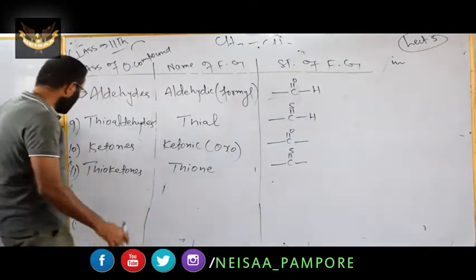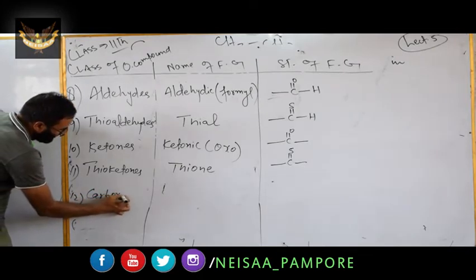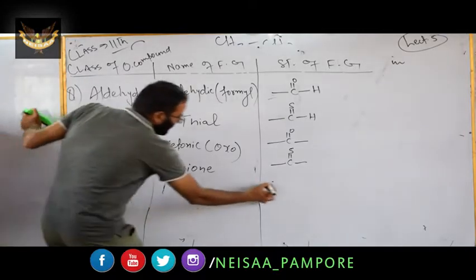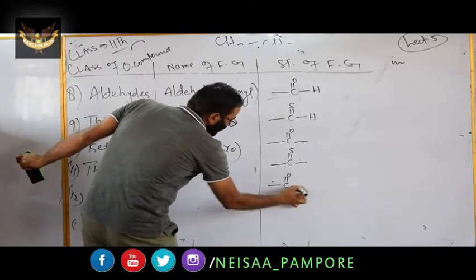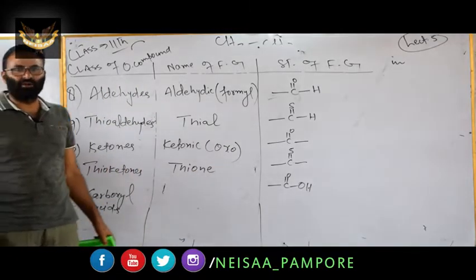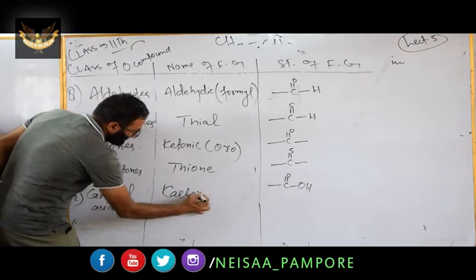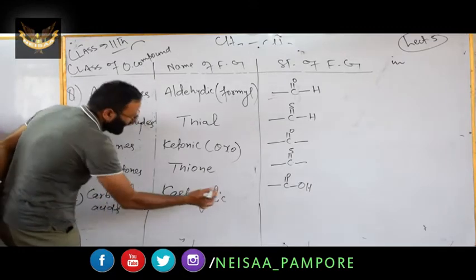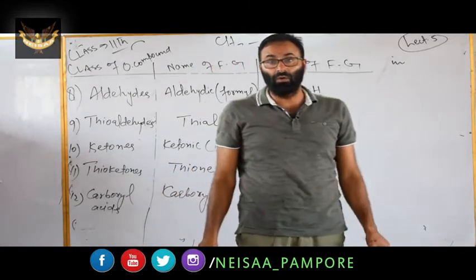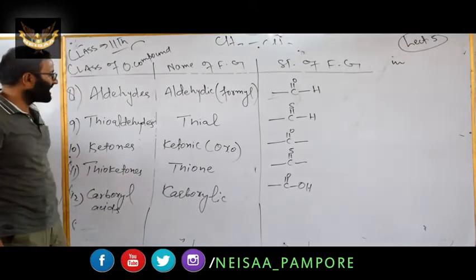Remember this point. We have the 12th, carboxylic acids. Carboxylic acids. C double bond OH. Carboxylic group. What is its name? Carboxylic. Its name is carboxylic, C double bond OH. This is the carboxylic acid group. Its name is carboxylic.